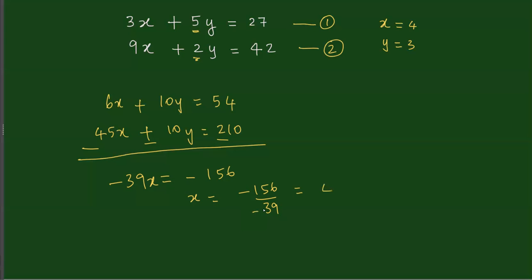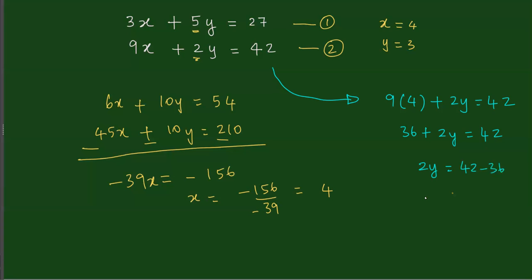I'll get 4. So if I substitute in one of the equations, suppose in the second equation, what do I have? 9 into 4 is 36, plus 2y equals 42. I can send the 36 to the other side, so 2y is 42 minus 36. So 2y happens to be 6, and then y happens to be 6 by 2, so that is 3. Very good.